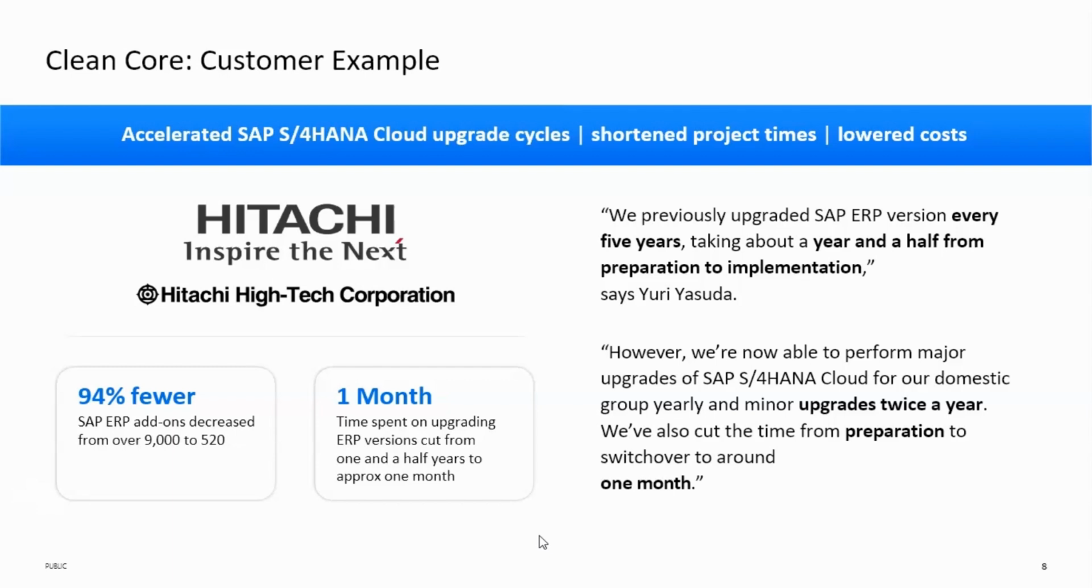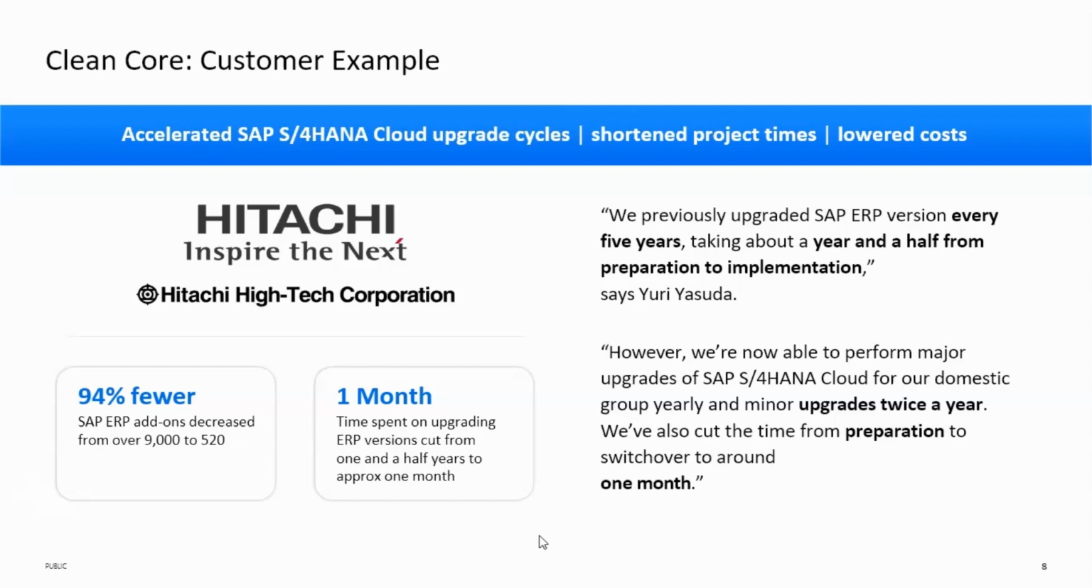Now, we are referring to a customer example: accelerated SAP S/4HANA Cloud upgrade cycles. We have shortened project times and lowered costs. Take Hitachi, our client: 94% fewer add-ons, decreased from 9,000 to 520. In 1 month, the ERP upgrade time was cut from 1.5 years to approximately 1 month. These are the highlights of this clean core.